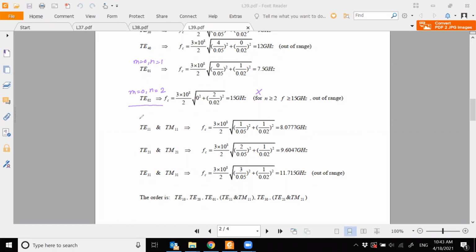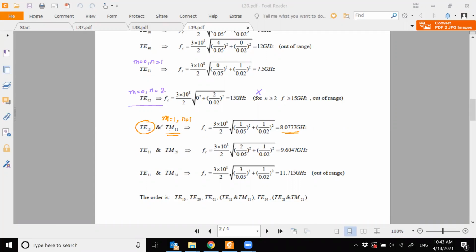Now let's start for TM. If you see for TM, as we know, it starts with m is equal to 1. So m and n, the smallest values they can take is 1, 1. So we start with 1, 1, and we will do it. So it is 8.077 gigahertz. And it will be same as TE1,1, right?